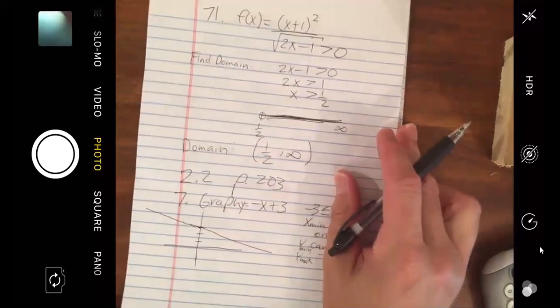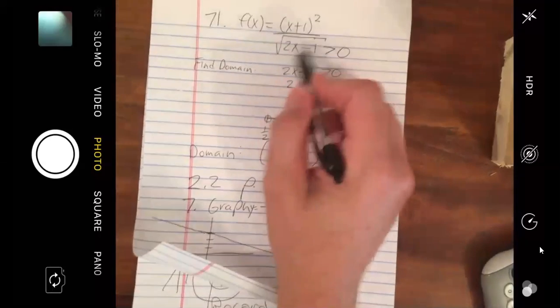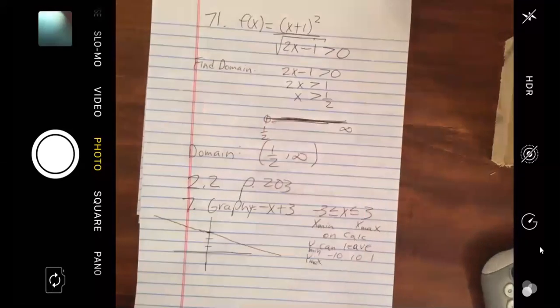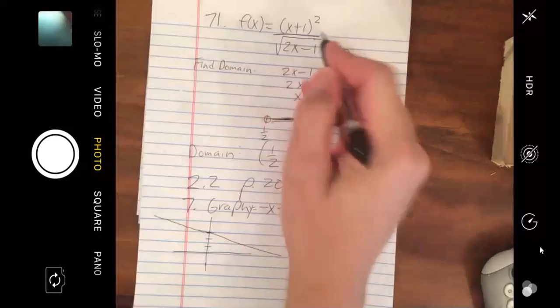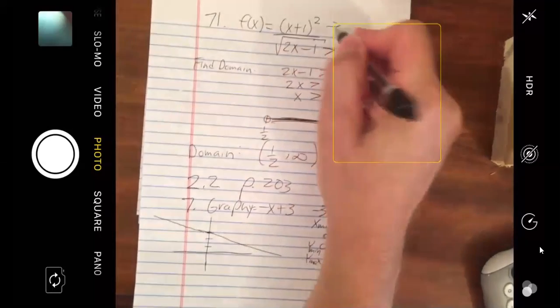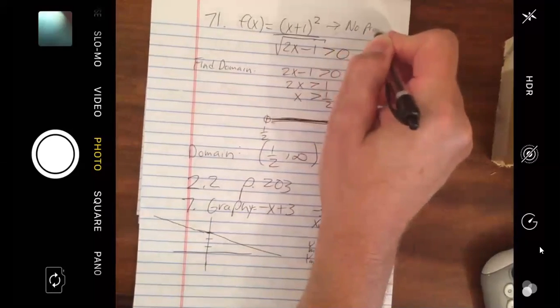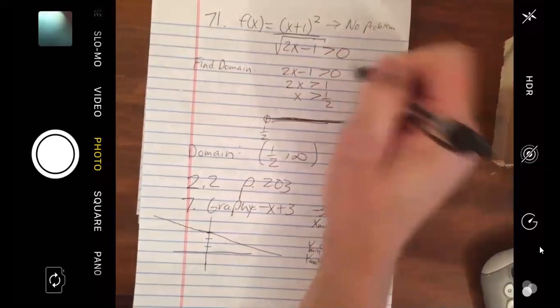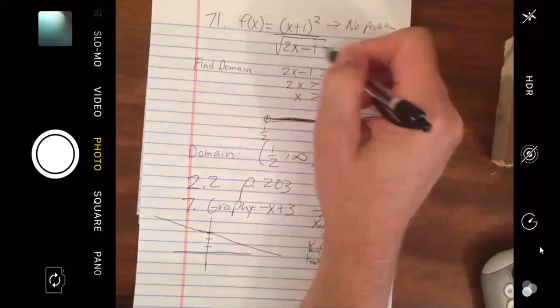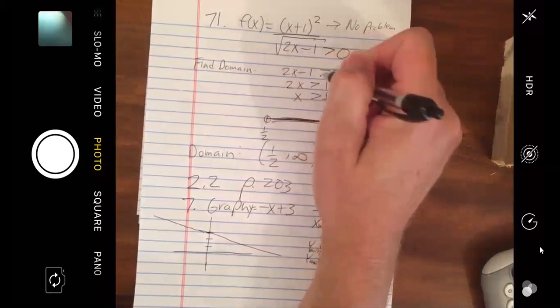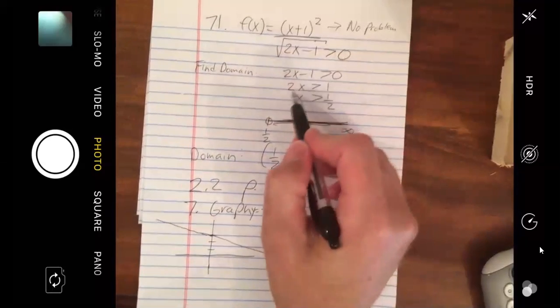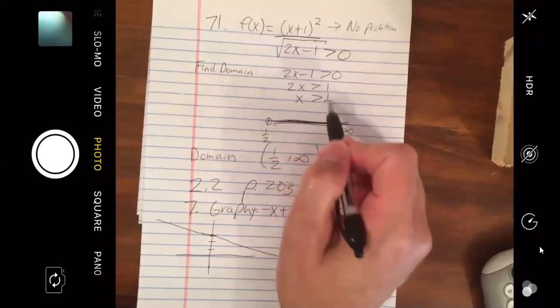It's got the same issue, a fraction with a square root on the bottom. There is no problem with the top. So you want your bottom greater than 0: 2x minus 1 greater than 0, 2x greater than 1, x greater than 1/2.